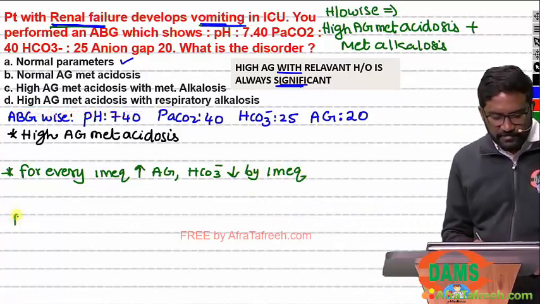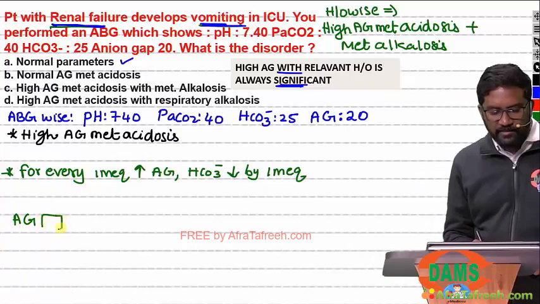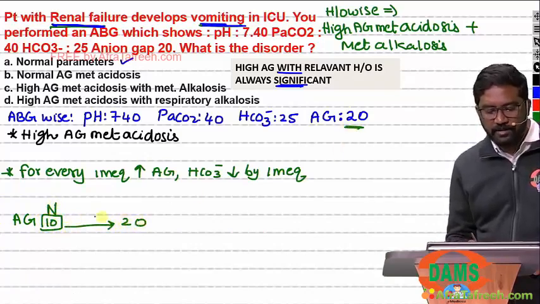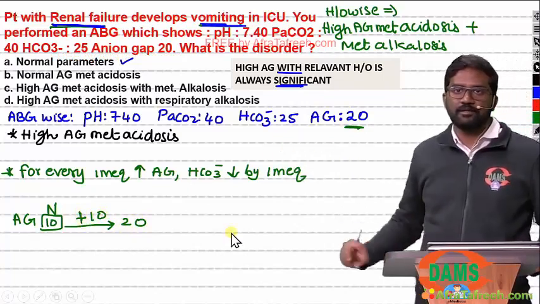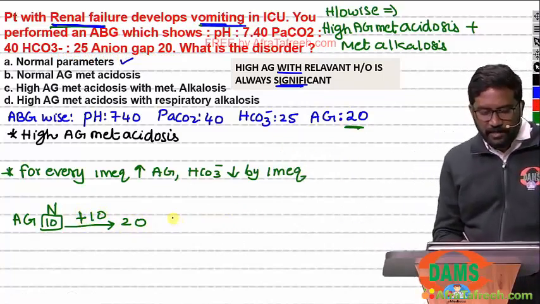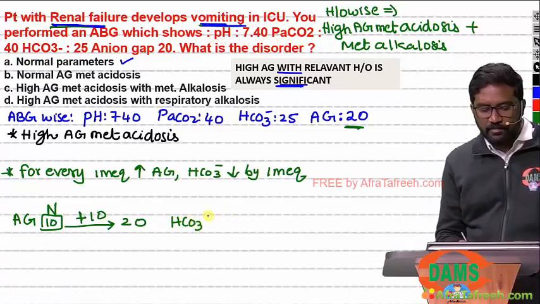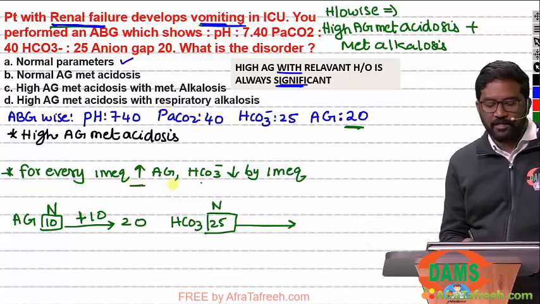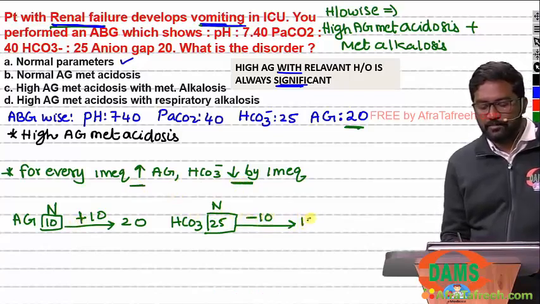So if you consider normal anion gap as 10, in this patient the anion gap has increased by 10. So if you consider normal anion gap as 10, patient's anion gap is how much? 20. It has increased by 10. Then if you consider normal bicarbonate as 25, what should happen to his bicarbonate? If anion gap increases by 1, bicarbonate should decrease by 1. It has increased by 10. So bicarbonate must decrease by 10 and it should come to 15.